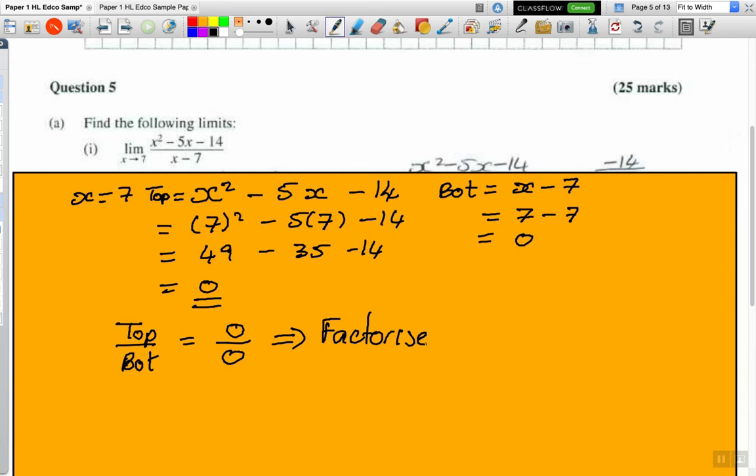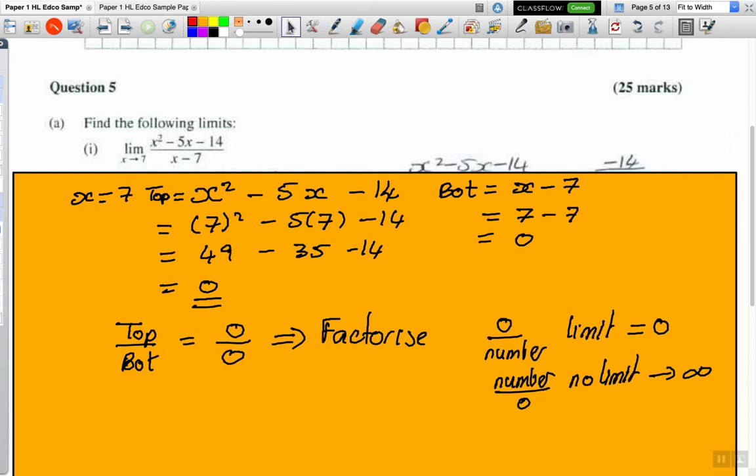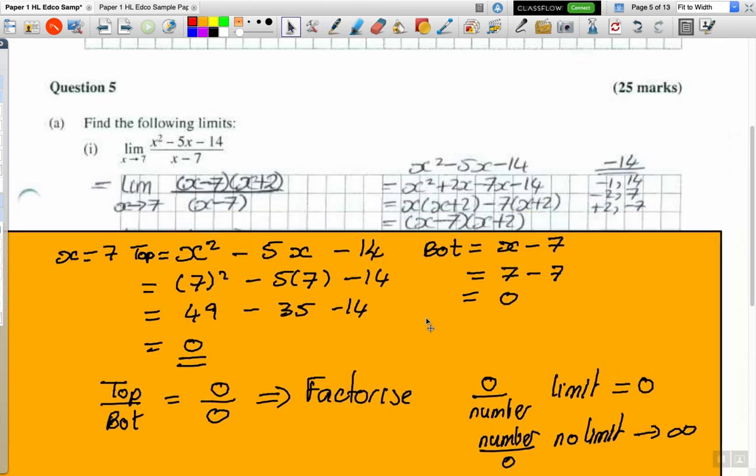Quick reminder, if you substituted in and the answer was 0 over a number, then the limit is equal to 0. If you substituted it in and you had a number on top which was not 0 and a 0 on the bottom, then you say the answer is no limit, it's not defined, or it tends to infinity. But if it's 0 over 0, you have to factorize.